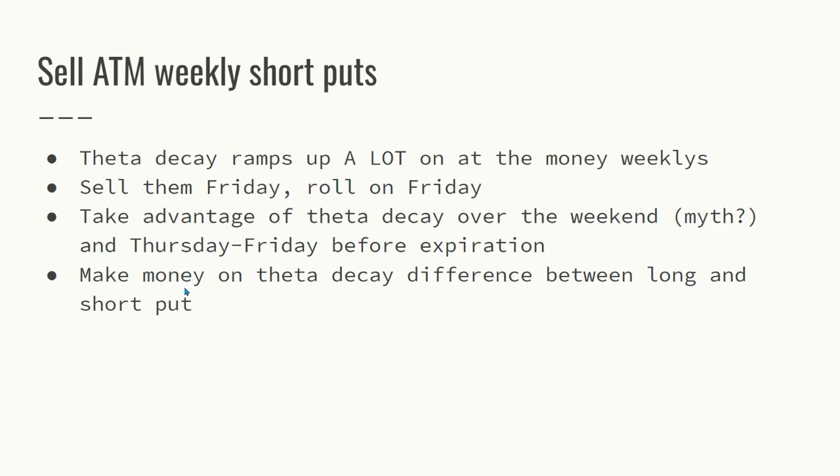So then I decided to sell at the money weekly short puts. Theta decay ramps up a lot on those at the money weeklies, as you'll see in the numbers. Going to sell them on Friday, get that weekend theta decay, roll it again on the next Friday. Now we are going to take advantage of that theta decay of the weekend. It's possibly a myth because a lot of the option prices are made as the option starts to decay. So there's not really a lot of truth to holding an option over the weekend. But the big part is that Thursday to Friday before expiration, there's a huge amount of theta decay. Instead of the $6 for the bought put, we're looking at $25 to $30 at times for the other ones.